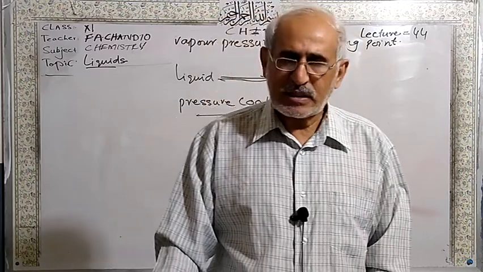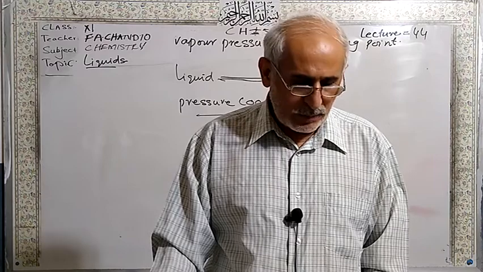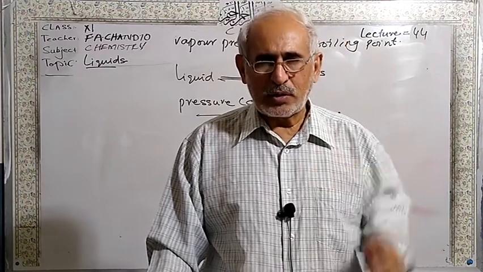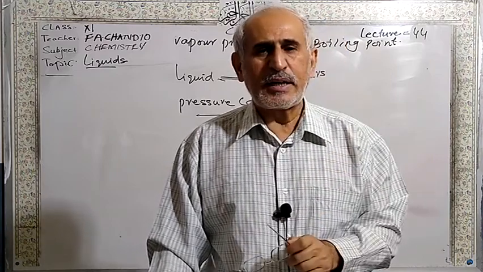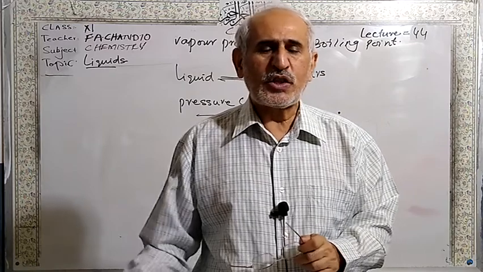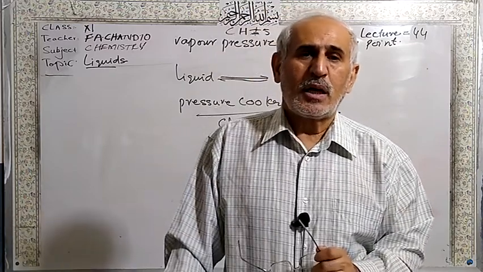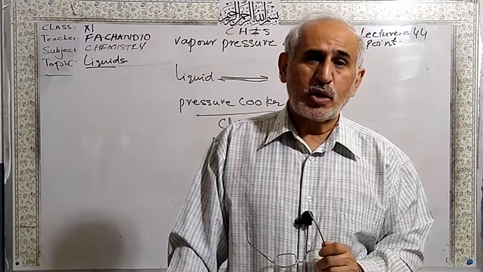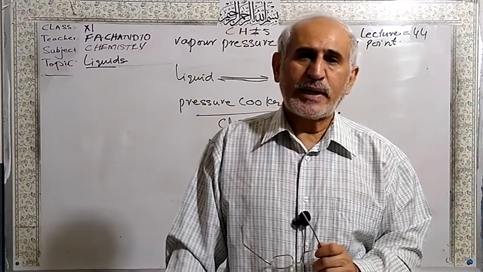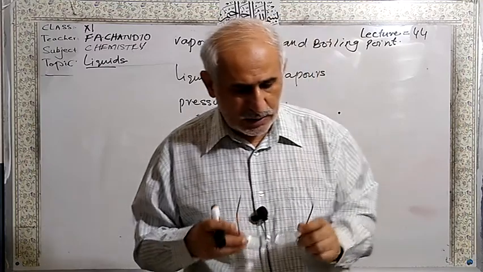So 136 Celsius is a very high temperature for water. Normal boiling is 100 degrees centigrade, but you are artificially giving the pressure inside the cooker. So it is a very high pressure. So the boiling point is going to increase, and that's why the time of cooking is going to decrease.